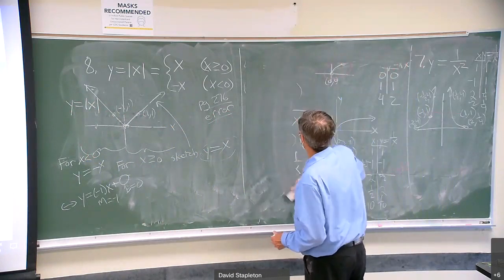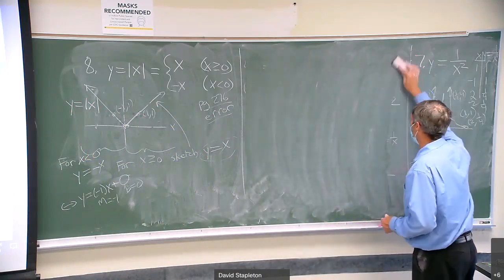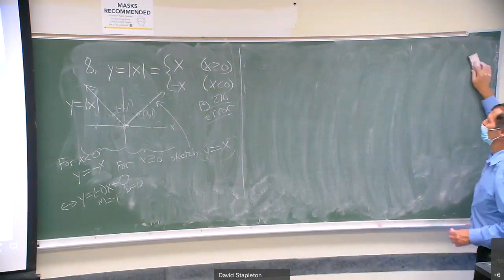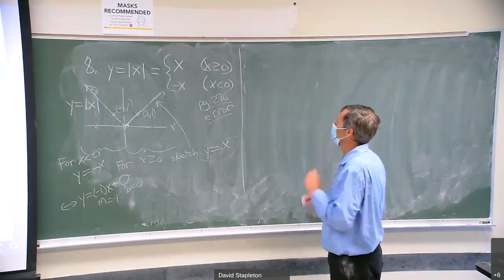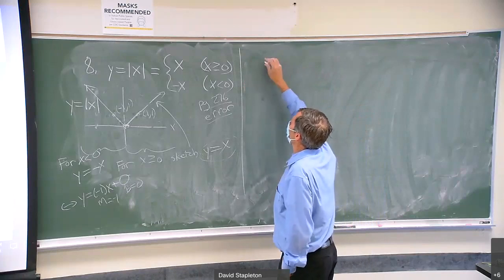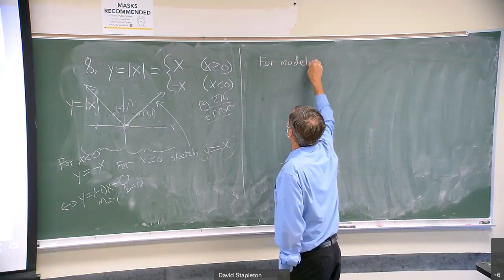All right, so those are the 8 basic functions that quite a large number of algebraic graphs are based on. There's lots more in trigonometry and so forth, but these are the basic algebraic graphs. We'll do some more as the semester goes on. Now for modeling, we want to be able to do some things with these.